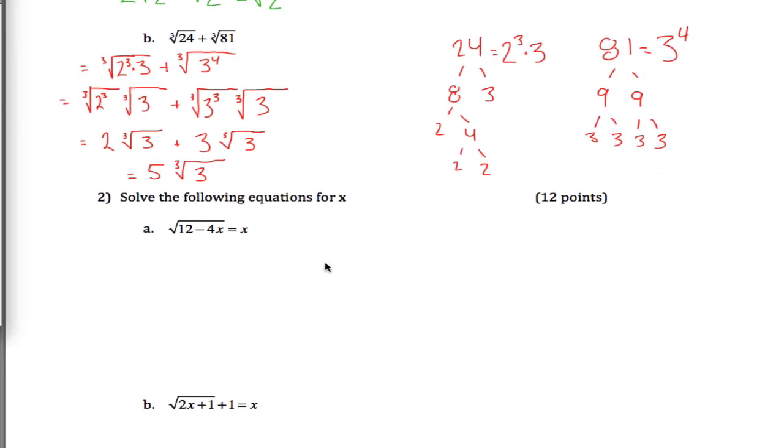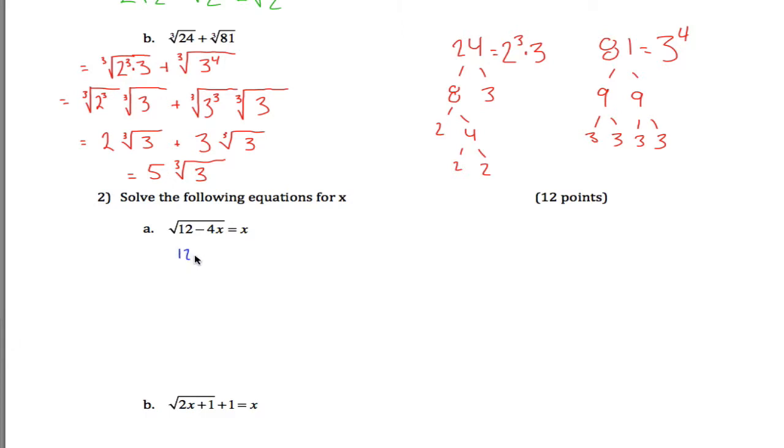All right, part 2. Solve the following equations for x. Okay, it's hard to solve because of this square root sign, so we want to get rid of this square root sign. The way you get rid of the square root sign is you isolate it, meaning make it so that everything on one side of the equation is just that square root sign. We're already there. Nice. And then square both sides of the equation.